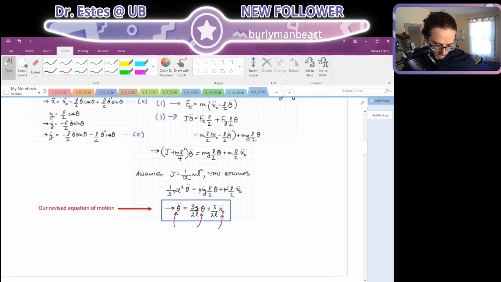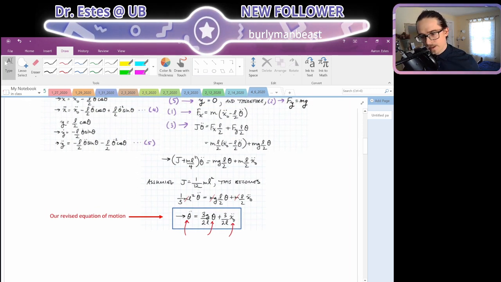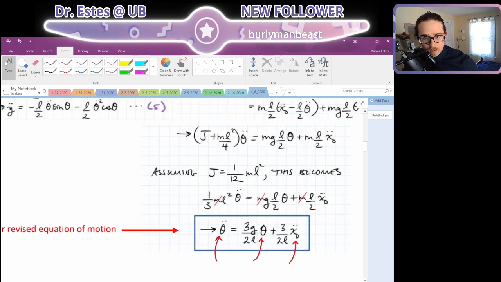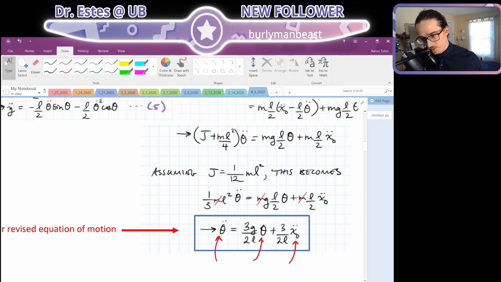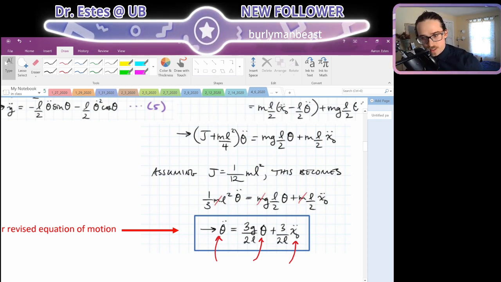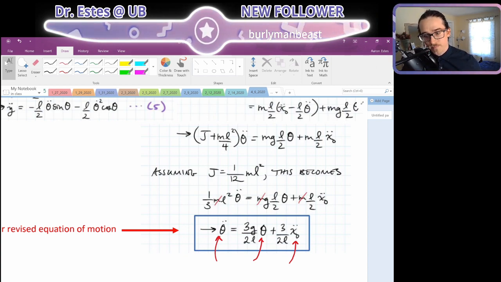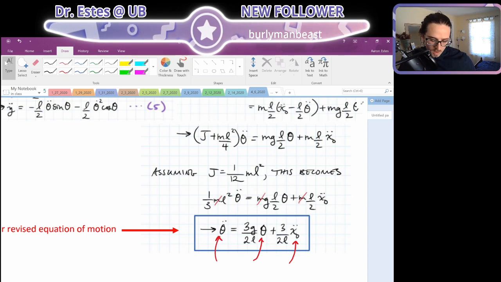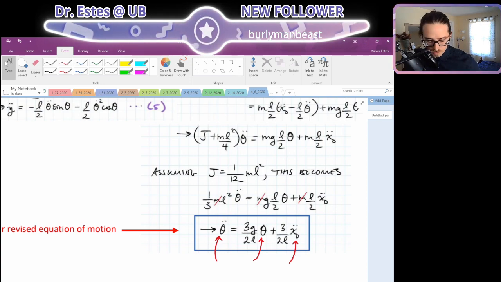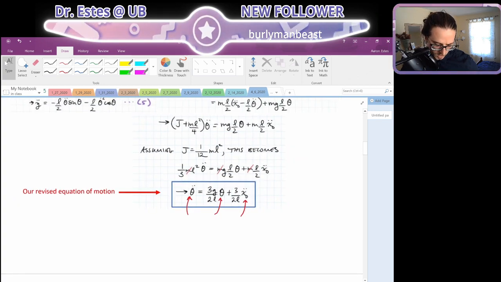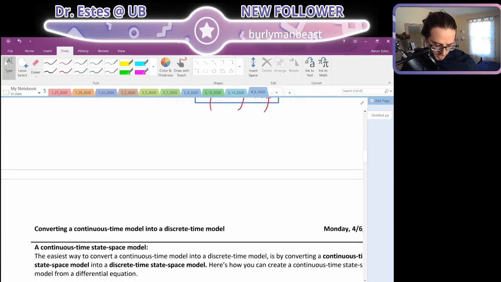So what I want to spend today doing is, once you have a continuous time model like this, if you want to apply digital controls techniques, like if you want to use the state feedback method we described up above, you have to convert this into discrete time. So that's what we're talking about all today, converting a continuous time model into discrete time. All right, so let's go to the next page.